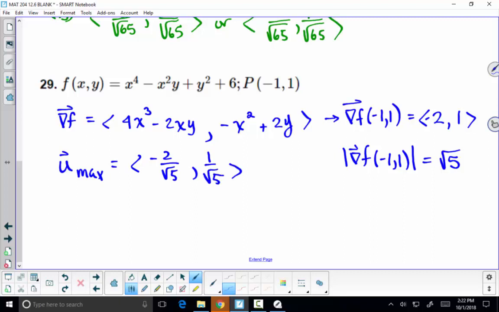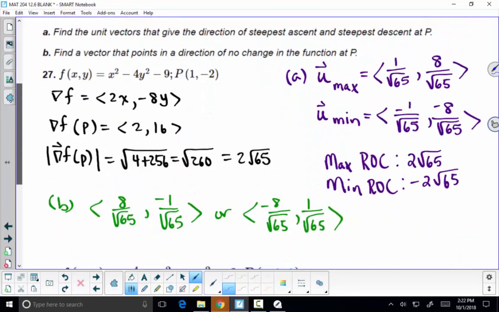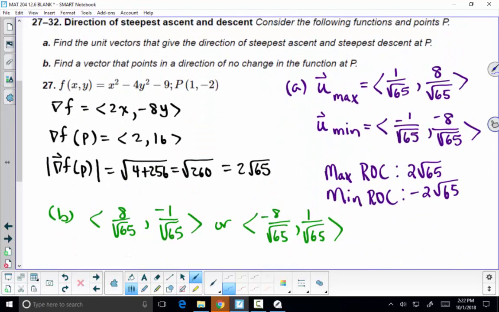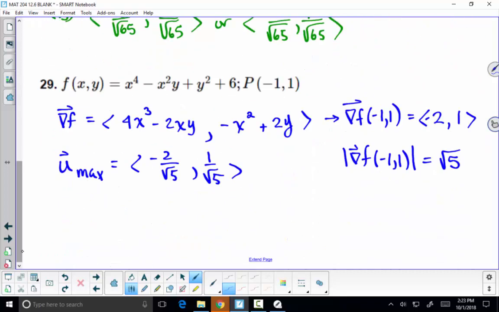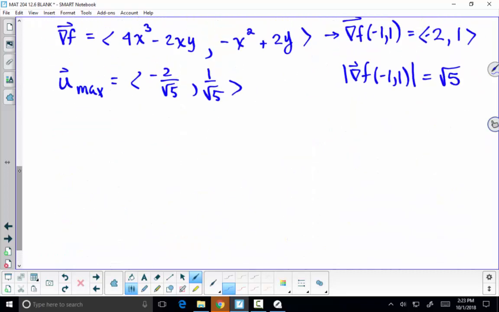Wait, hold on. Can you scroll up all the way to the top? Why did we drop the negative for this? Oh. Carry on. No dropping of negatives. I was going to say that was a lot.